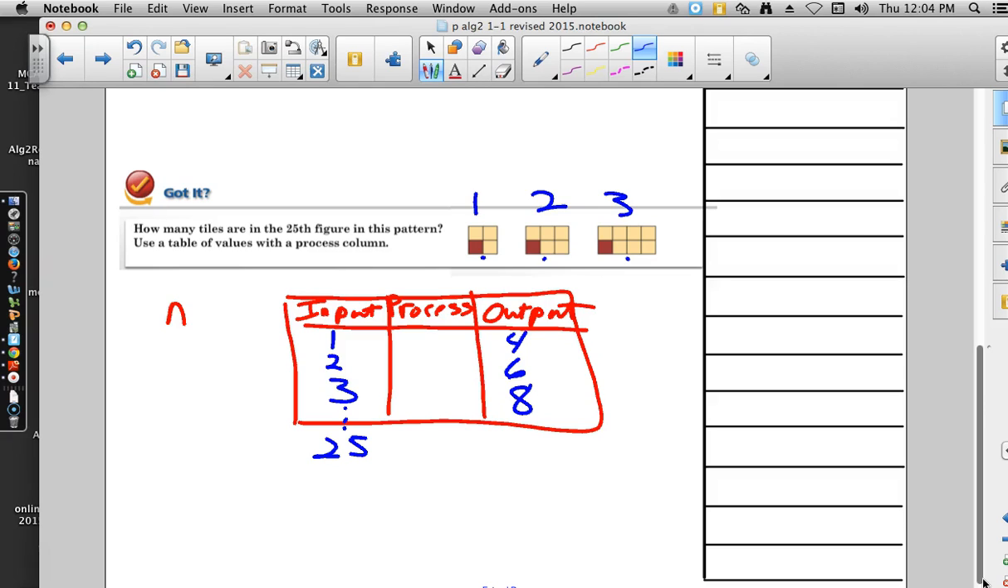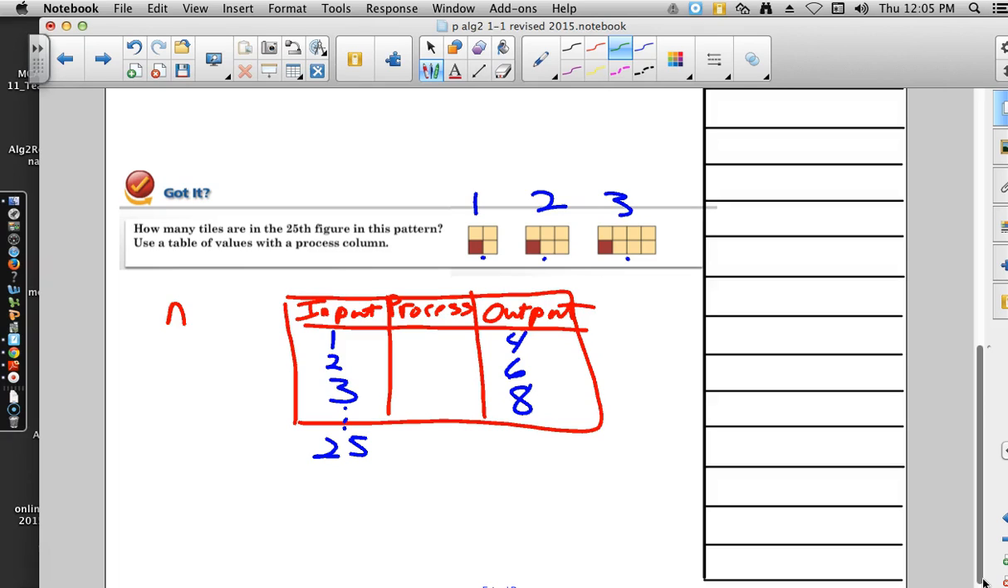So the formula for us is not as clear cut as it might have been before. So what we're going to do is we're going to use this process column to figure out if we can come up with a formula for this. And if it's the 25th figure of the pattern, we don't want to sit and say, okay, the outputs are going to consistently go up by 2s. So 4 would be 10, 5 would be 12. That's just going to take us all day.